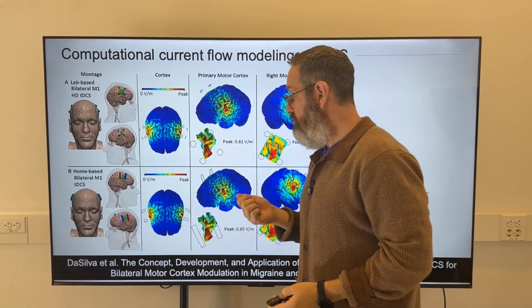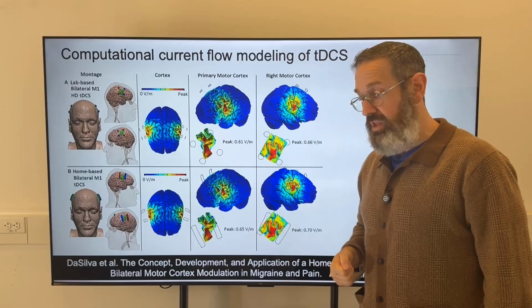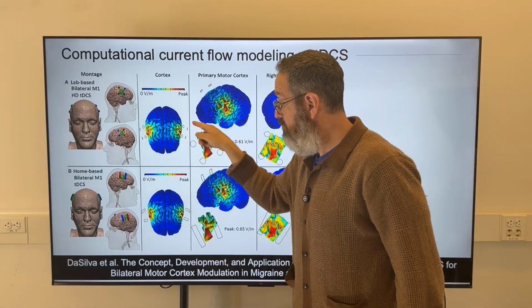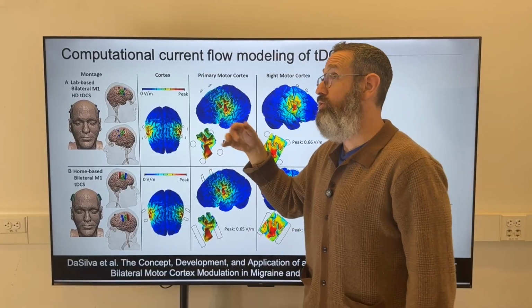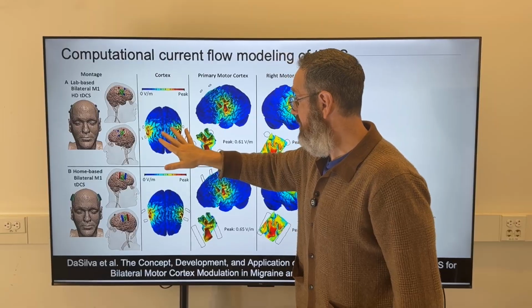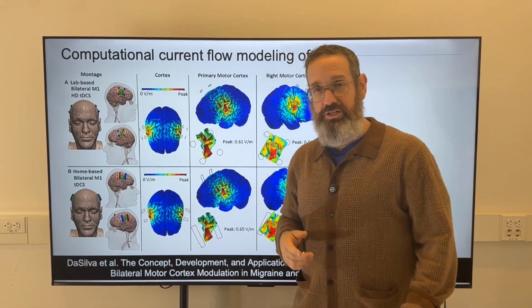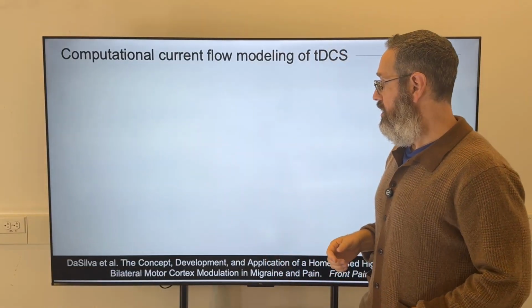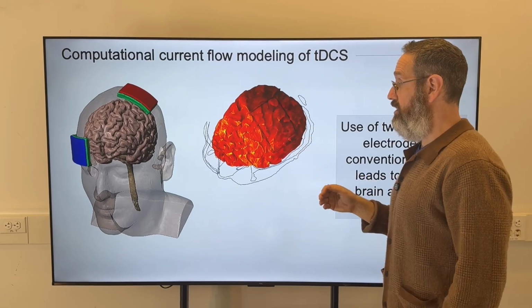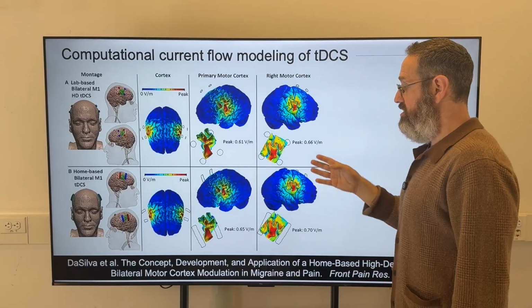Now, computational models tell us that with either one of these approaches, we are now able to deliver current focally to both motor cortices. I could only turn on one and just stimulate one side, but in this case, the approach was to do it bilaterally. So I want you to contrast that, of course, with this approach, where we're not delivering current necessarily specifically to the motor cortex.